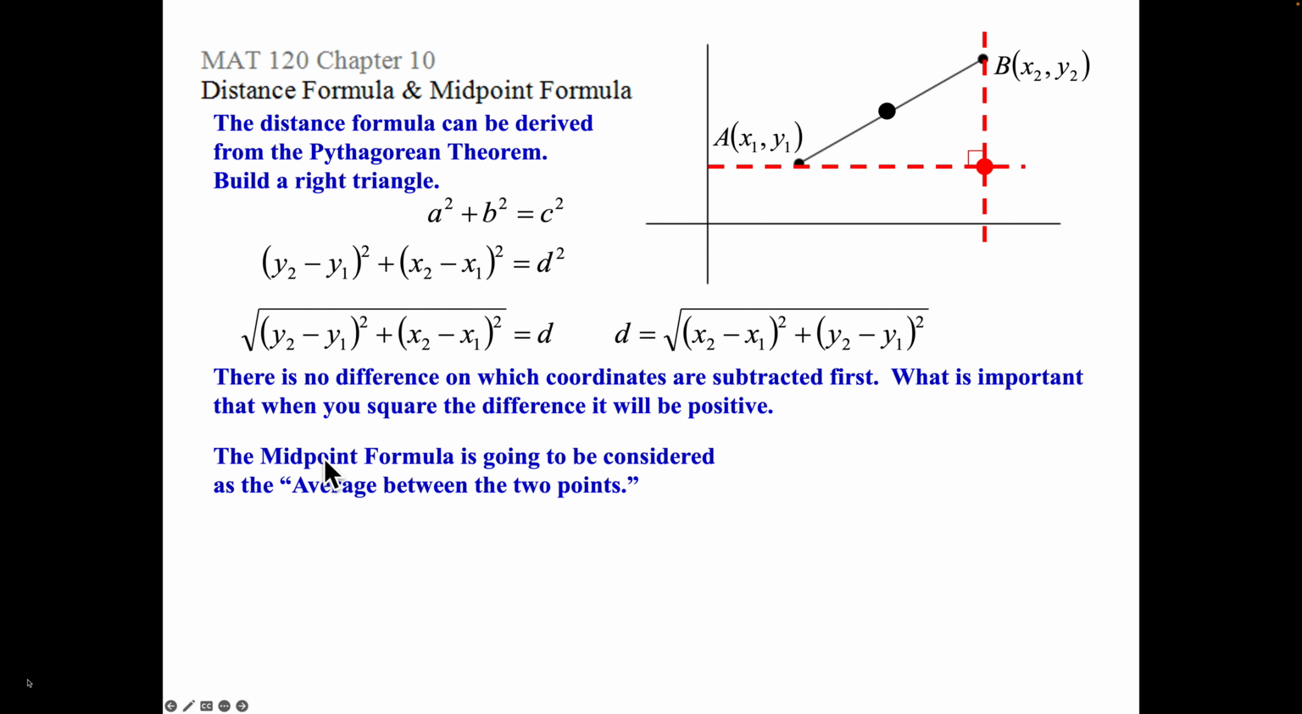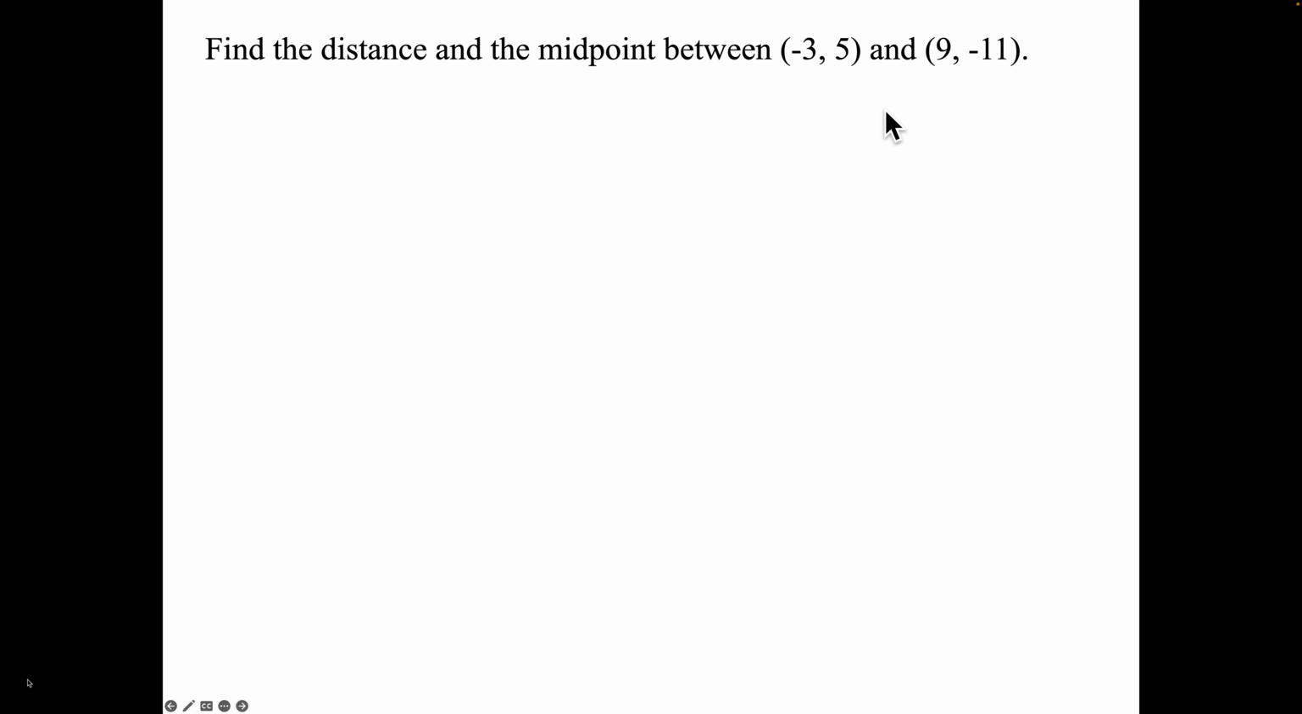Example, up next, midpoint. Midpoint is the average between these two coordinates. So to find the average between two x's, you add the x's and divide by 2. To find the average y coordinate, you add the y's, divide by 2. That's the midpoint. All right, let's find the distance and midpoint between (-3, 5) and (9, -11).